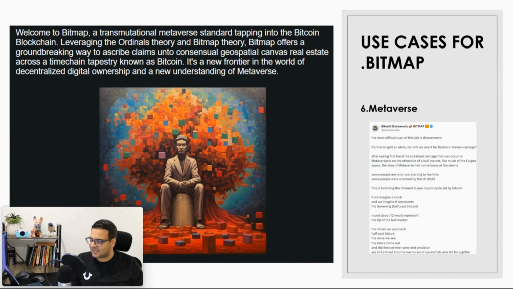And then if we go right to the end and read the last sentence, it says, it's a new frontier in the world of decentralized digital ownership and the new understanding of the metaverse. This is ultimately what Bitmap's been designed for. That's why we're here. That's what's grabbed our attention. This is the ultimate use case for Bitmap. You could probably also say that all the other use cases that we've looked through could end up in the metaverse regardless. So actually, they can all be relevant to the Bitmap standard in some way.